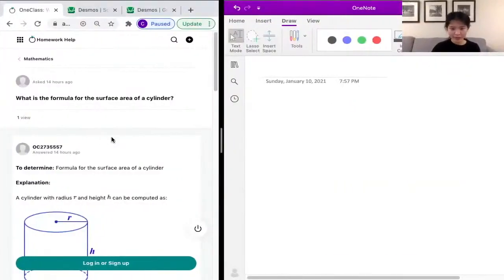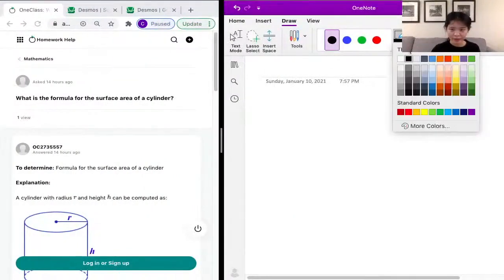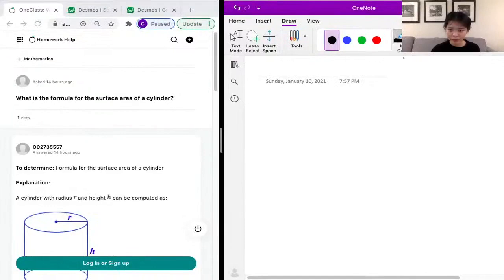Cool. So the first problem we have today is asking us what is the formula for the surface area of a cylinder. There are two main approaches you can take. Usually you would just write down the formula of the surface area of a cylinder and you just use it.